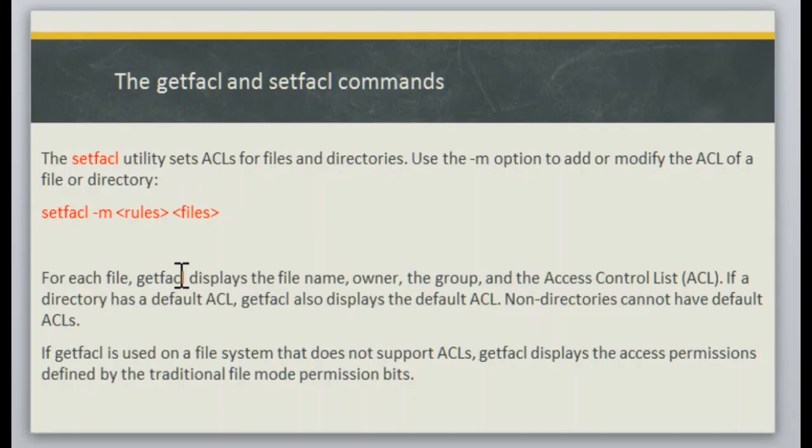So for each file, getfacl displays the file name, owner, the group, and access control list. If a directory has a default ACL, getfacl also displays the default ACL. Non-directories cannot have default ACLs. If getfacl is used on a file system that does not support ACLs, getfacl displays the access permissions defined by traditional file permission bits.